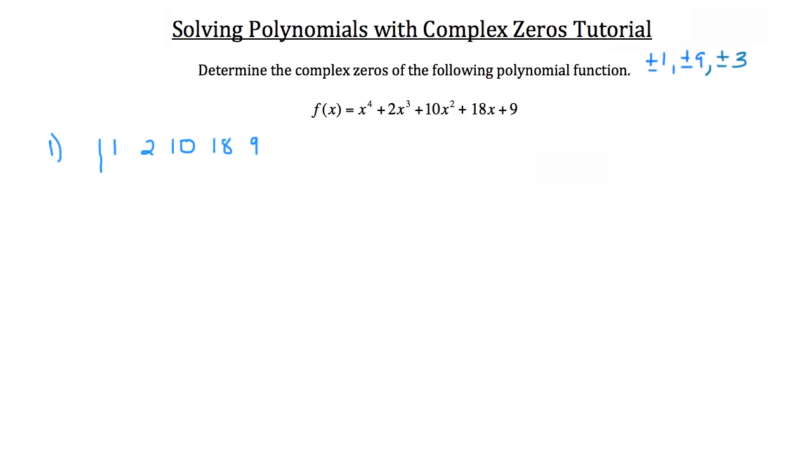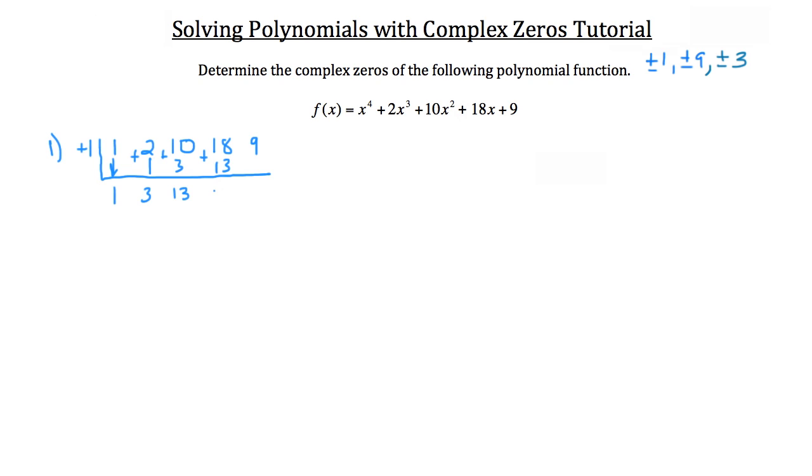And I'm going to try positive 1 as a factor. So we bring that first term down, 1, then we multiply it by the term out front, so 1 times 1 is 1. Then we add these two together and we get 3. Then we multiply 3 by what we've got out front, 3 times 1 is 3. We add these together and we get 13. 13 times 1 is 13. We add these together and we get 31.